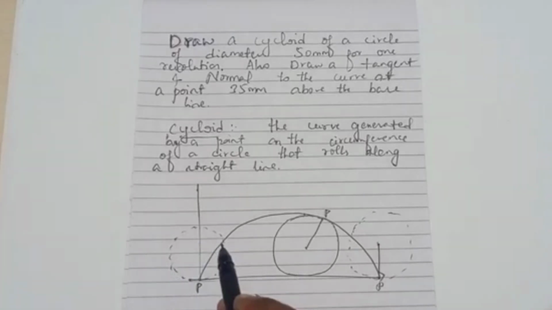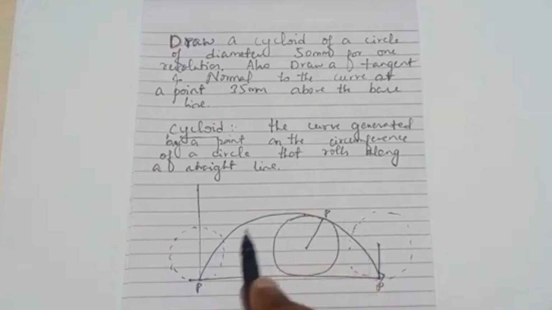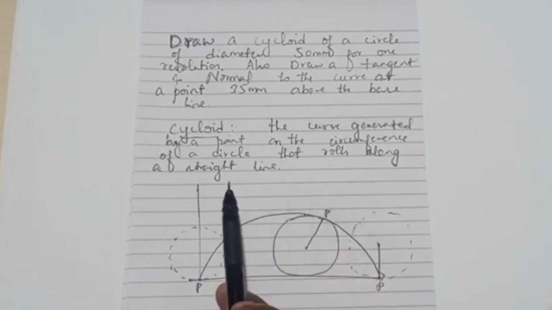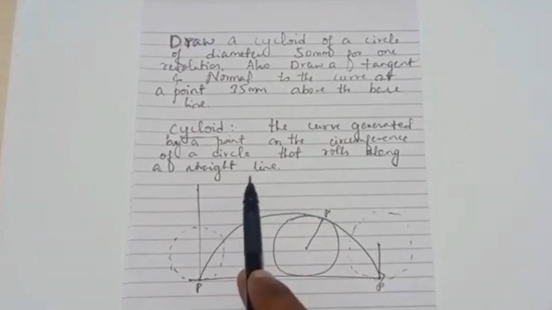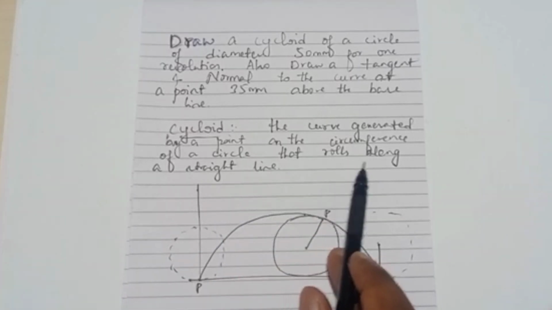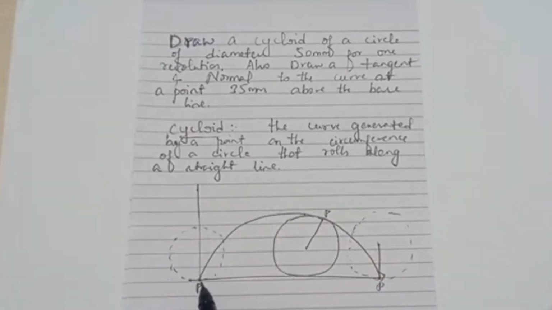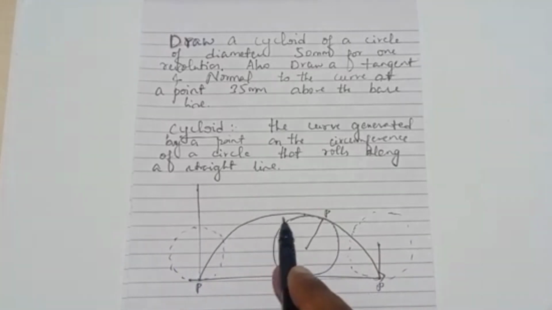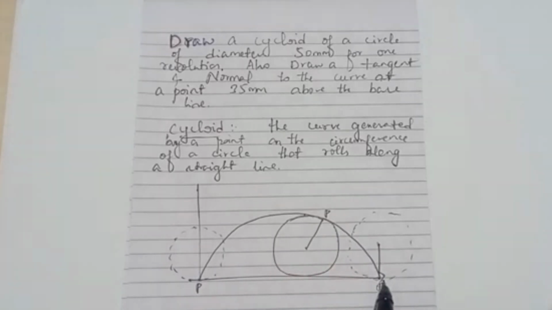So there is a circle, and on the circumference of the circle there is a point P. As it rolls along this straight line, what happens? It forms a curve here. This curve we call a cycloid, the curve generated by a point on the circumference of a circle that rolls along a straight line. You can see that point P, as this circle rolls along the straight line, forms a curve here. So this is what we call a cycloid.